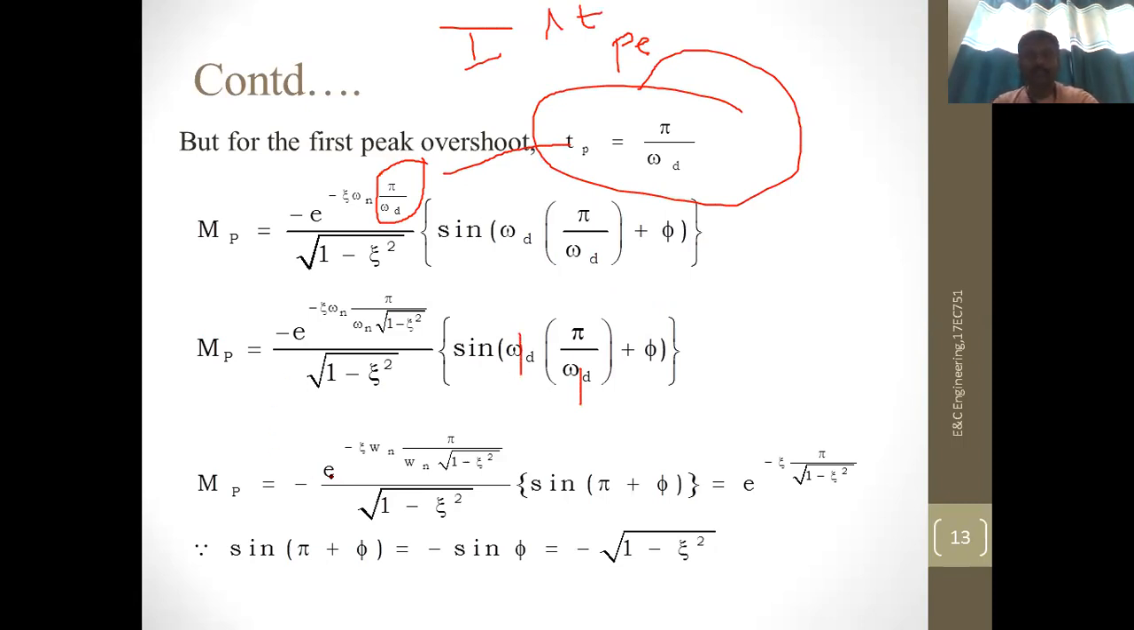Is it fine? Later, this is e power minus j omega n into pi divided by omega n into root of minus j square, where I may cancel this omega n and omega n. Is it okay? Next step, after simplification, what we have? e power minus j, this and this I may cancel, e power minus j pi divided by root of 1 minus j square into sine of pi plus 5.